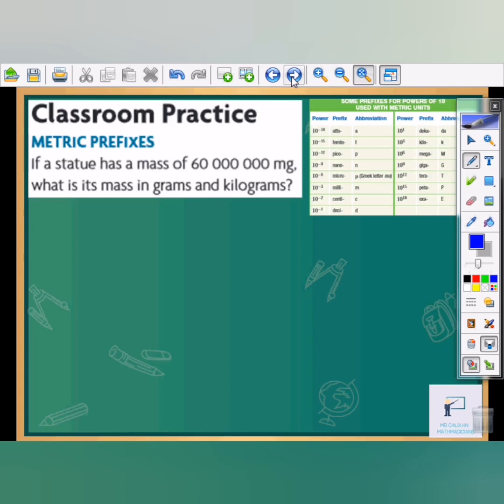It says, if a statue has a mass of 60 million milligrams, what is the mass in grams and what is the mass in kilograms? So let's start by defining how many milligrams are in one gram, or how many grams are in a milligram. That's up to you how you want to work with it. I have that 1 milligram is equal to 1.0 times 10 to the negative 3 grams.